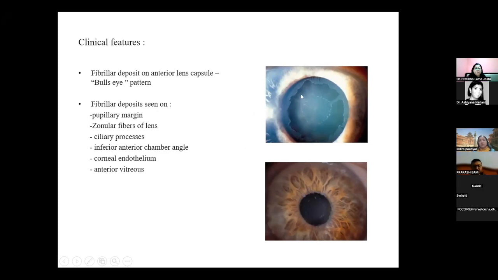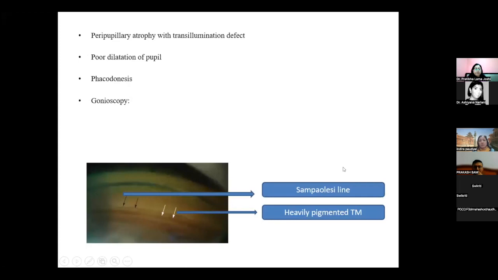Here we can see the clear zones in between the fibrillar material. These clear zones are due to the scraping of the fibrillar material by the pupillary reaction. And this fibrillar material deposits in almost every tissue of the eye. And we can even see pupillary atrophy due to the exfoliation, and the transillumination defect in this pseudoexfoliation is around the pupil.